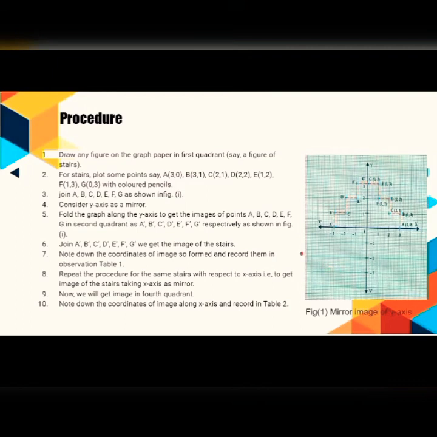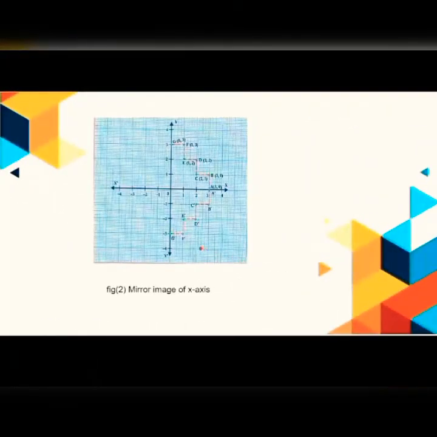Repeat the procedure for the same stairs with respect to the x-axis, or in other words, to get the image of the stairs taking the x-axis as the mirror. Now we will get the image in the fourth quadrant. Note down the coordinates of the image along the x-axis and record them in table 2. So this is the mirror image about the y-axis and this is the mirror image about the x-axis.